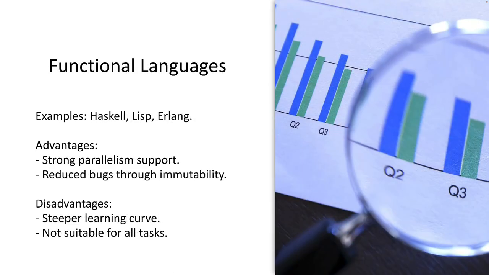The next area are functional languages. Examples of this are Haskell, Lisp, and Erlang. And the advantage is you get strong parallelism. So they're designed for specific use cases. And for the type of application you're going to use this for, you can really get reduced bugs through immutability. The disadvantage is there's a steeper learning curve since they're very task specific. And again, they're not suitable for all tasks. So that's the functional languages.